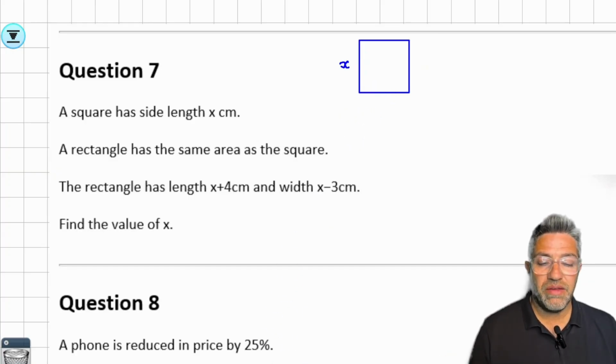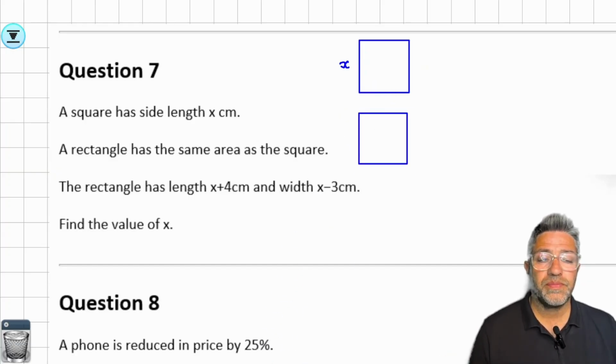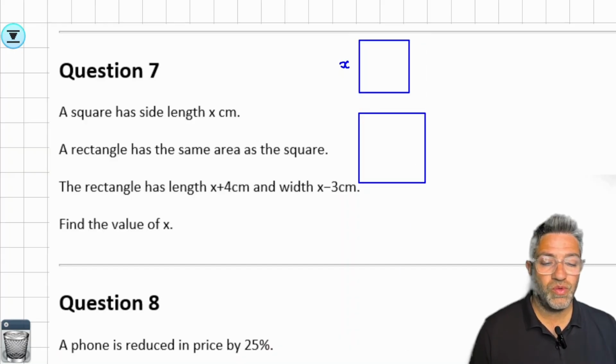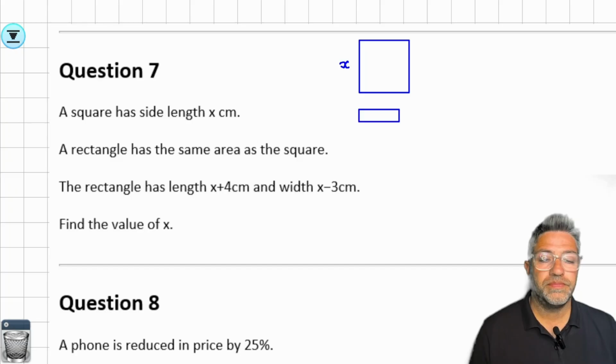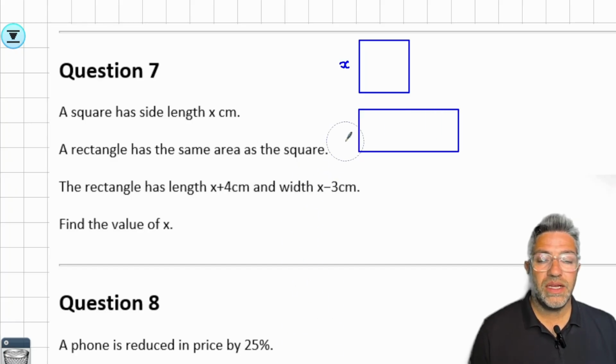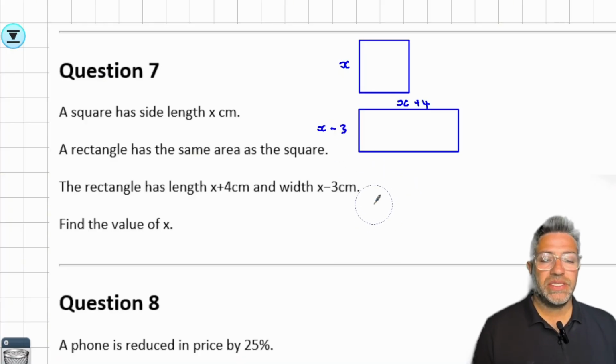We then have a rectangle. Sorry, I've drawn a square again. Let me draw a rectangle. And the rectangle has length x plus 4 and x minus 3. The areas are the same.